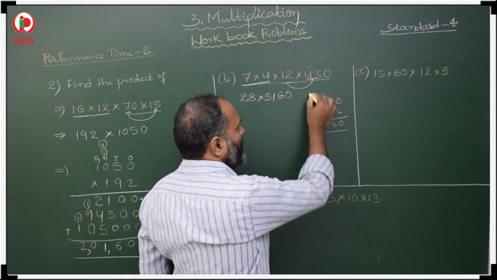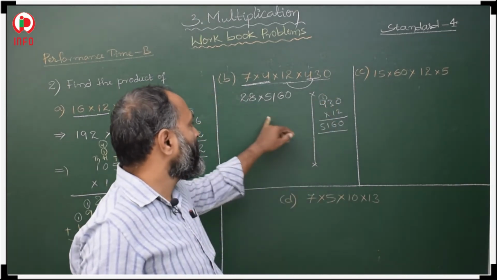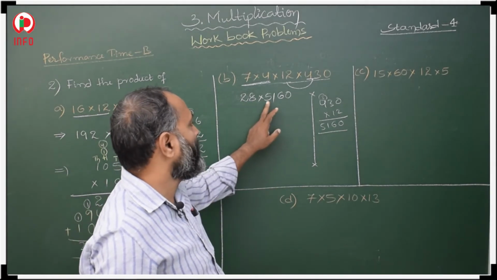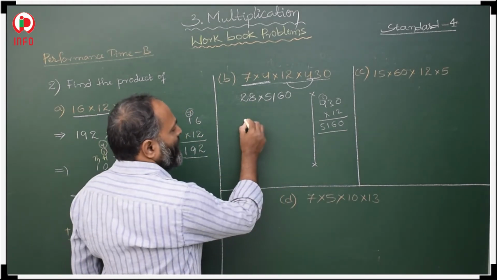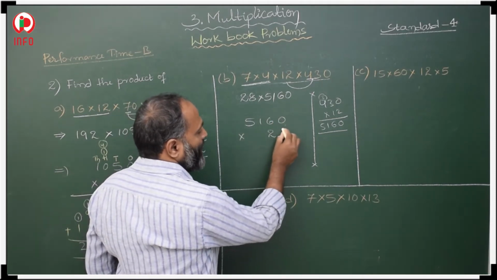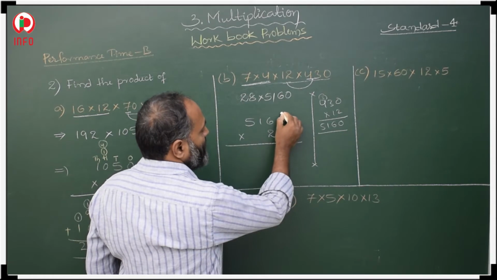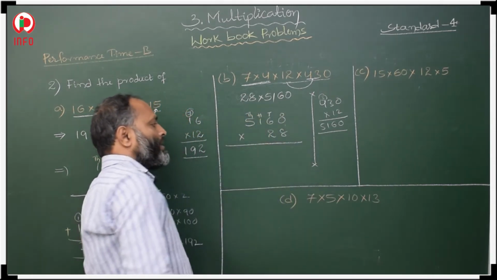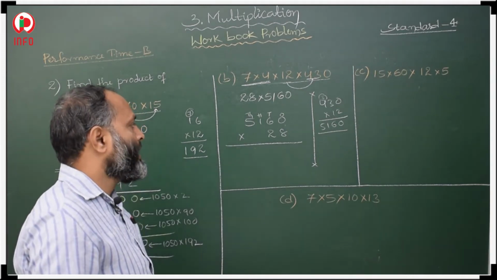Okay, in the rough column, 5160. Now you have to multiply 5160 with 28. This is ones place, tens place, hundreds place and thousands place. Now you multiply with 8 first.